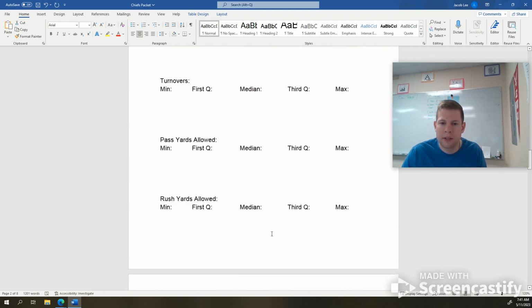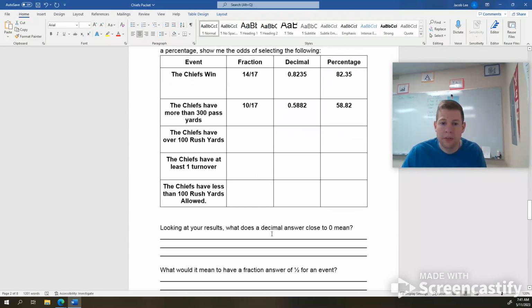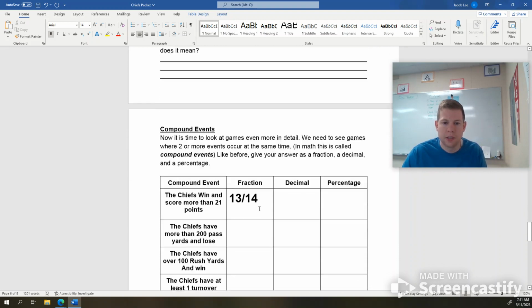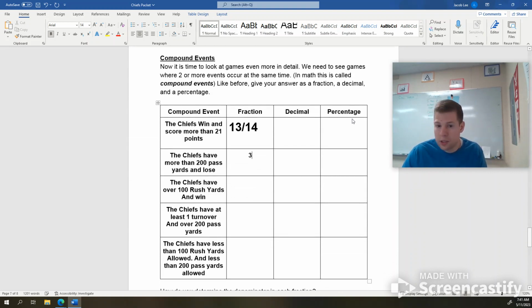When we come back down here, we have to remember 2 things. 1, they lost 3 times. Down another page. They lost 3 times. For our total amount of games, remember they weren't 17. There were 16 games where they had more than 200 passing yards.